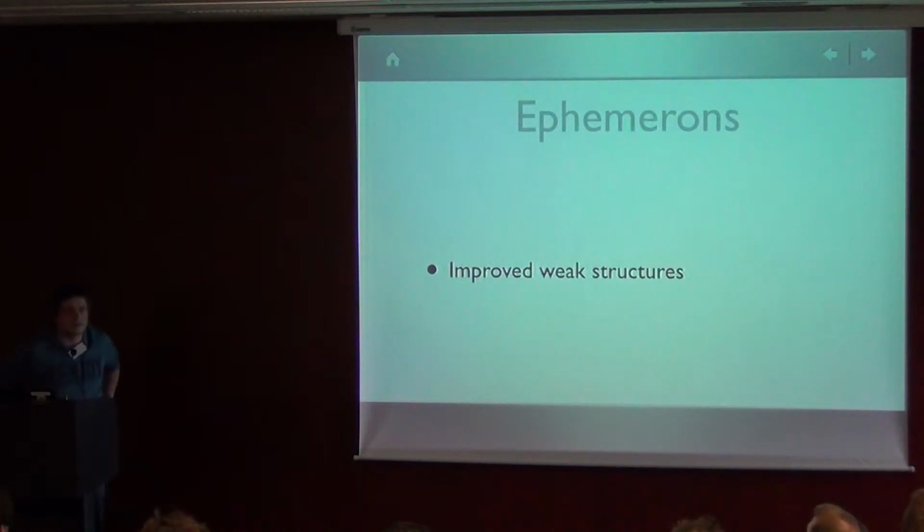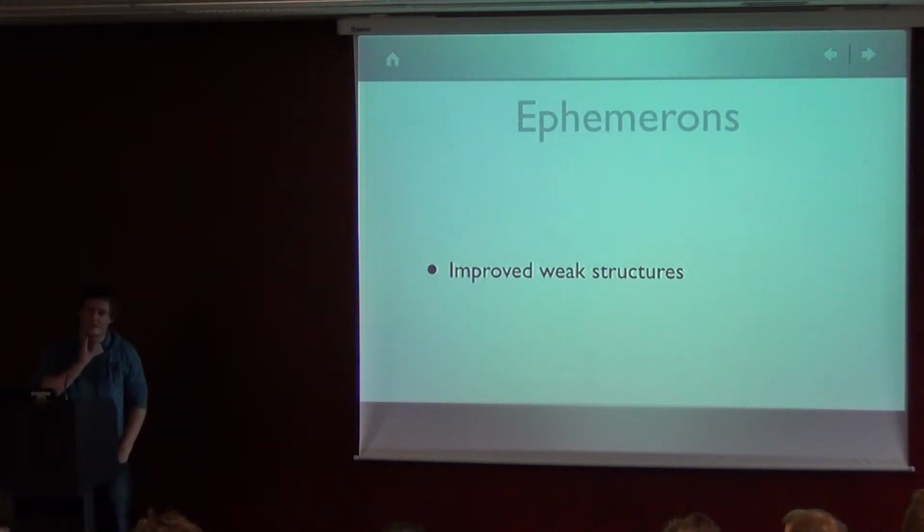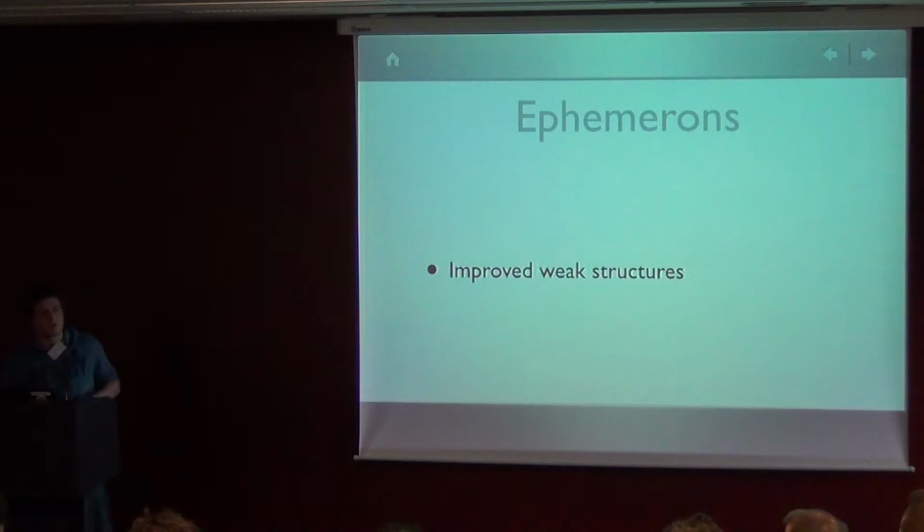Another thing is the new support for ephemerons. You can check on the web what they are exactly, but that's basically a weak structure for objects, and having ephemerons will allow us to improve weak structures, which allows, for example, to have more caches and stuff like that without having memory leaks.